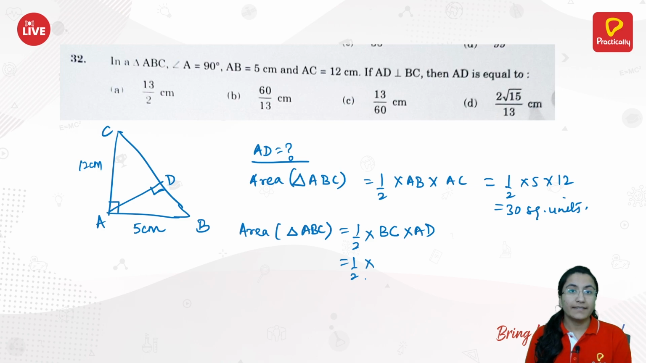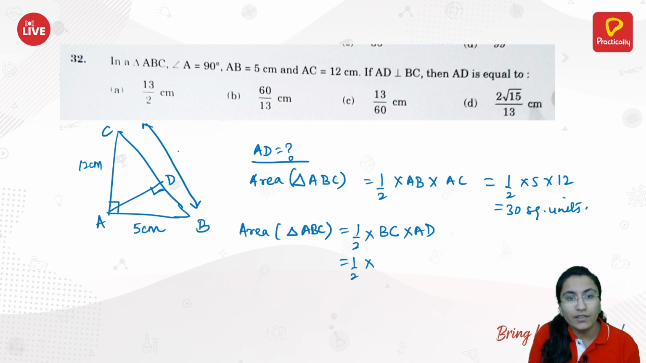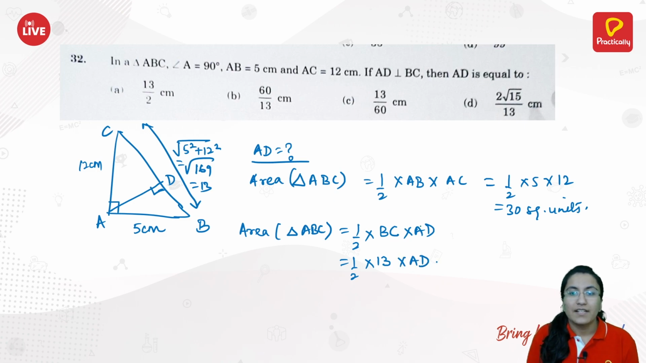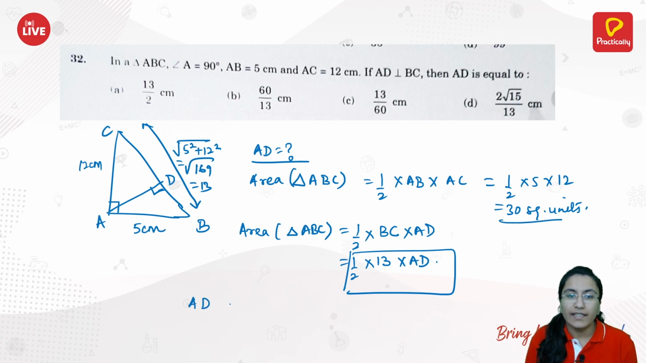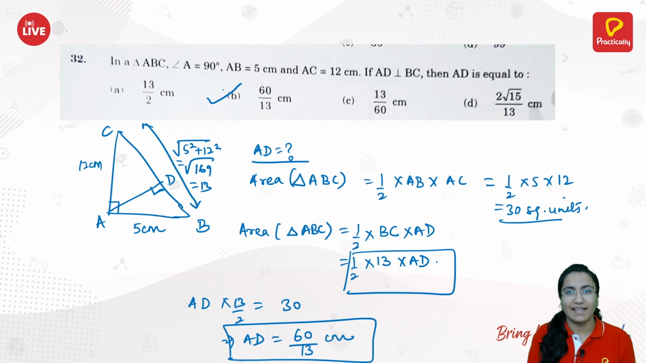Then again calculate the area of triangle ABC, same triangle, half into base BC into height AD. BC, we don't know as of now, but we can calculate. How can we calculate BC? ABC is a right angle triangle, so this BC side is the hypotenuse, which is under root of 5 square plus 12 square, under root of 169, right? So this is 13. So it would be 13 by 2 into AD, right? So you can equate this with 30 so as to get your value for AD. So AD into 13 by 2 is equal to 30. That means AD is equal to 60 by 13 centimeter as the correct answer. That means option B is the correct answer.